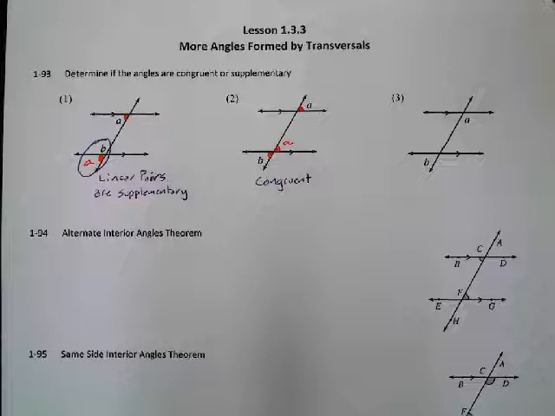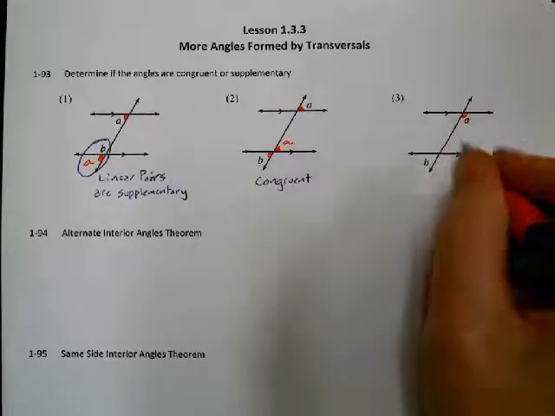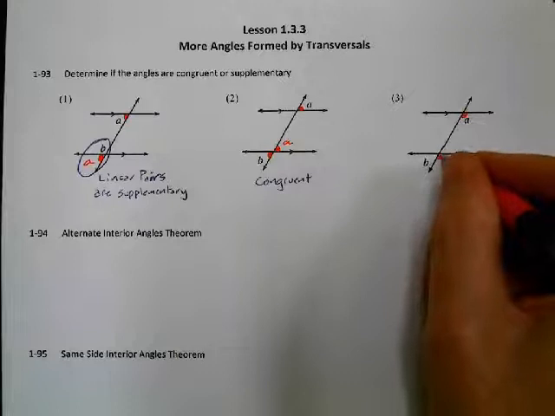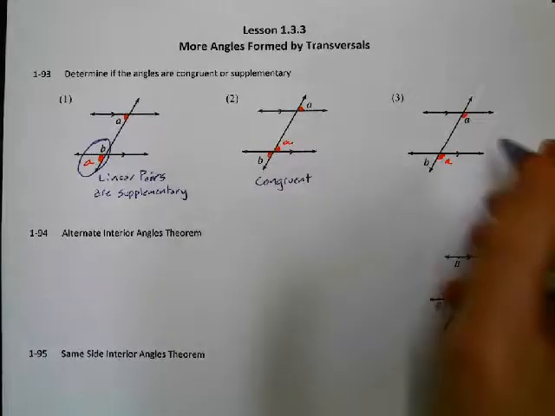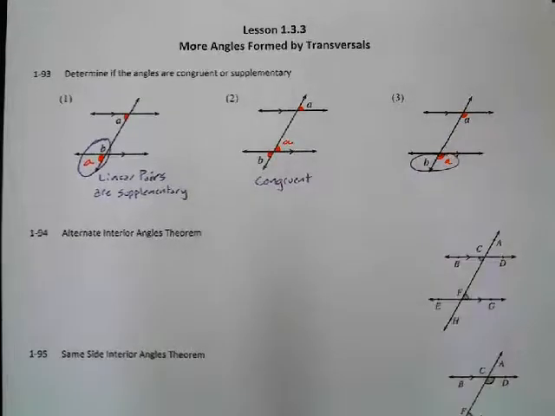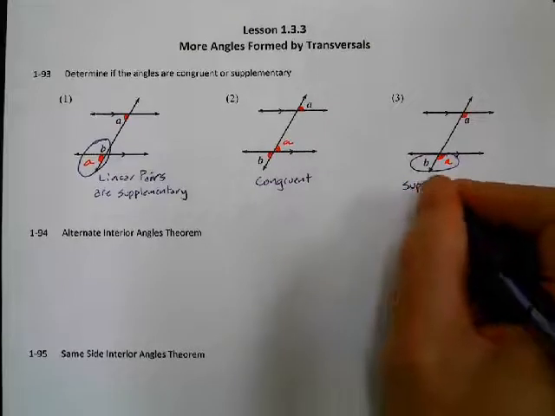All right, last one on this group. We've got angle A and angle B. We'll start with A again, and just like last time, we'll look at corresponding angles first. So that's A, and this angle is corresponding with it, so this one would also be A. Now, similar to number one, we've got two angles that make a line, and linear pairs are supplementary. So those two angles have to be supplementary. They add up to 180.